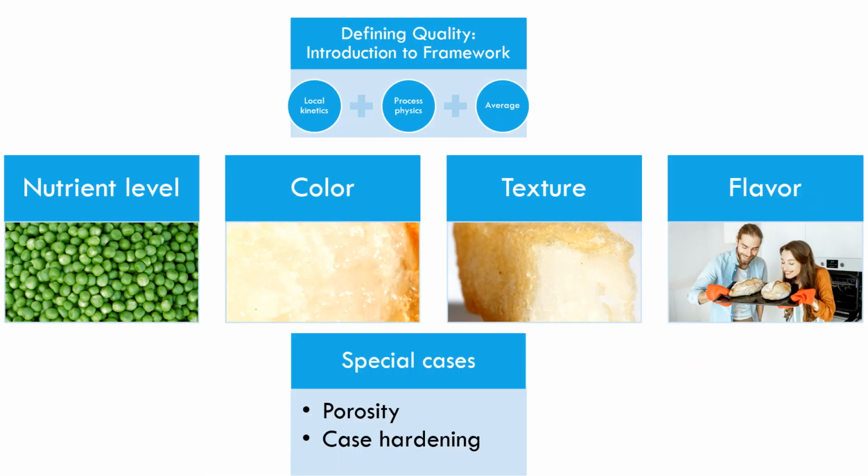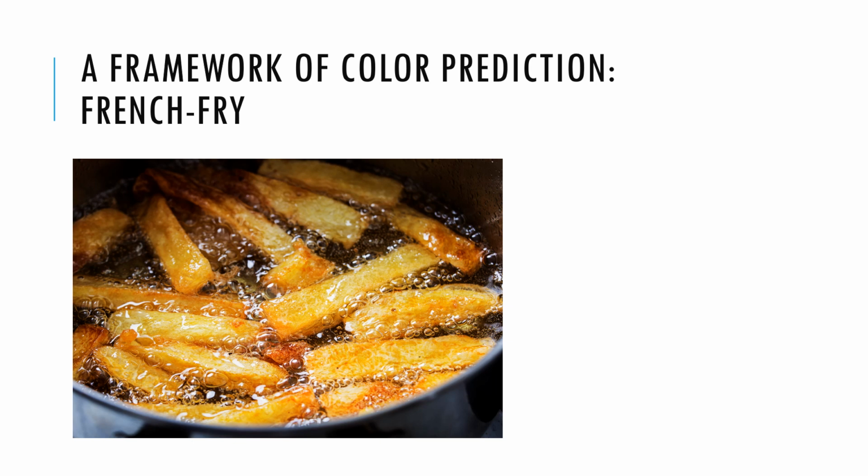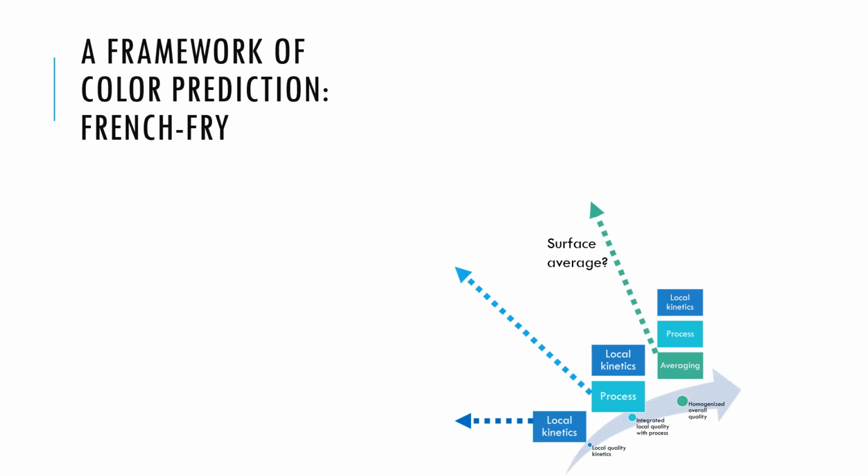Here we get into the details of how that framework that I just talked about can work for color by showing one example. Let's take color development during French fry as an example. Of course, the color development would be a function of the temperature and time. How do we describe color as it's being developed over time of the French fry? So of course, we can simply measure color using a colorimeter and relate that to the temperature.